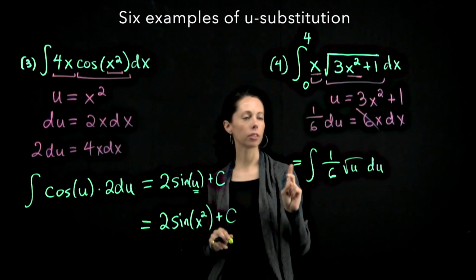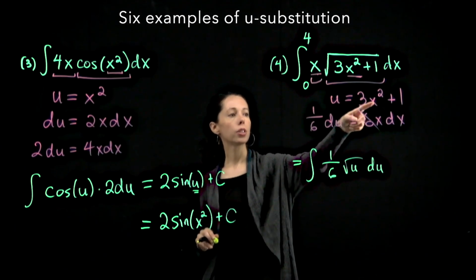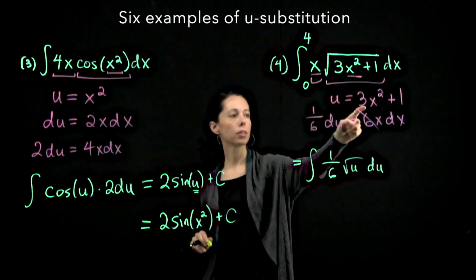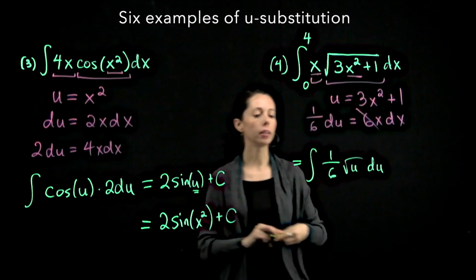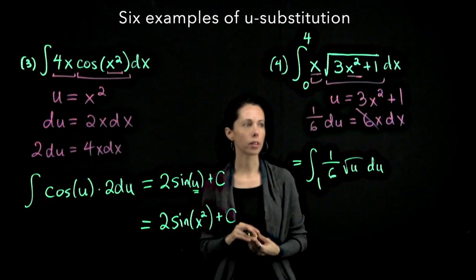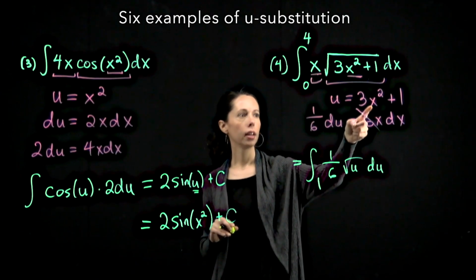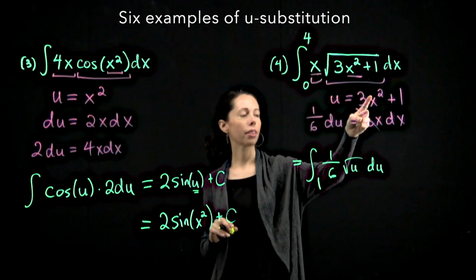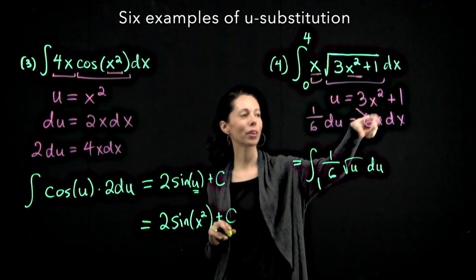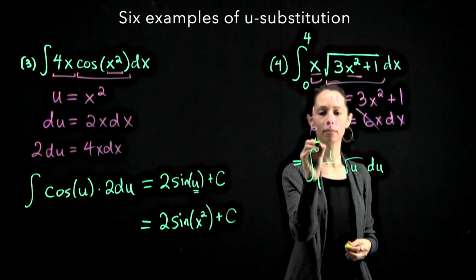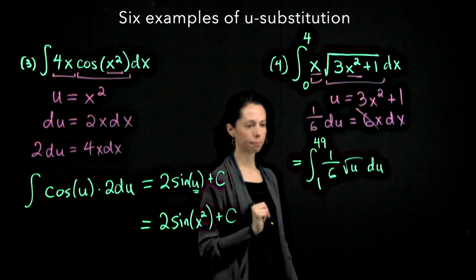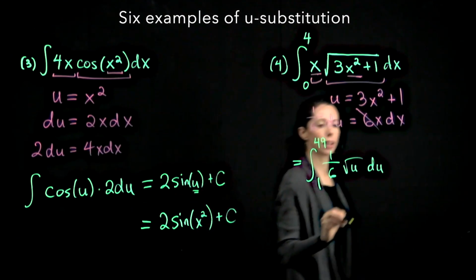The only thing I have to do now is change my bounds. So when x was 0, the lower bound, u was 3 times 0 plus 1. The lower bound is 1. When x was 4, u was 4 squared is 16, times 3 is 48, plus 1 is 49. Like that. Okay, let's anti-differentiate.